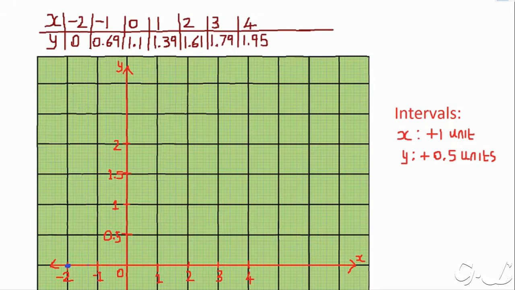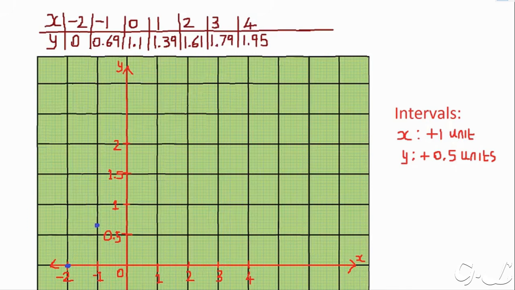Now the only job that we're remaining with is to plot those coordinates. We have (-2, 0), (-1, 0.69), (0, 1.10), (1, 1.39), (2, 1.61), (3, 1.79), (4, 1.95). Those are the coordinates that we're going to plot on the graph paper, and after plotting we have to sketch. So let's plot those coordinates. We have (-2, 0), so (-2, 0) is there.